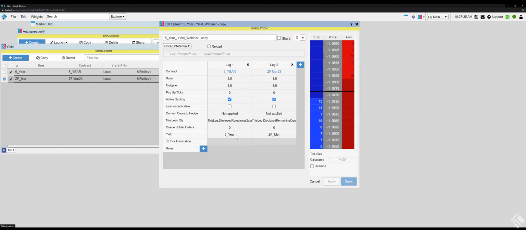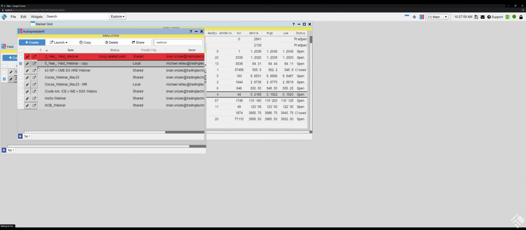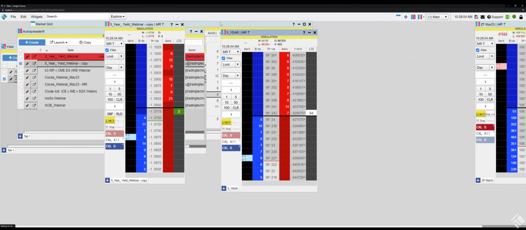And automatically, when we start to set those, a few things happen. One is our ladder on the right automatically converts to the interest rate and also inverts. So I'm going to go ahead and close this, and we will launch this particular spread. Get this on screen here.